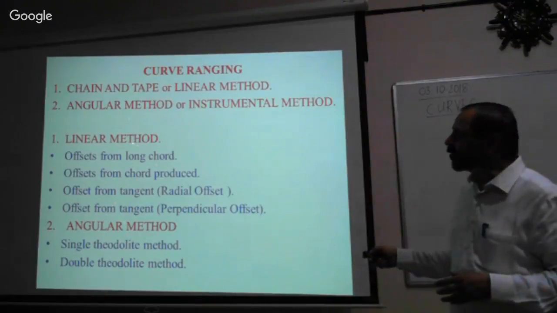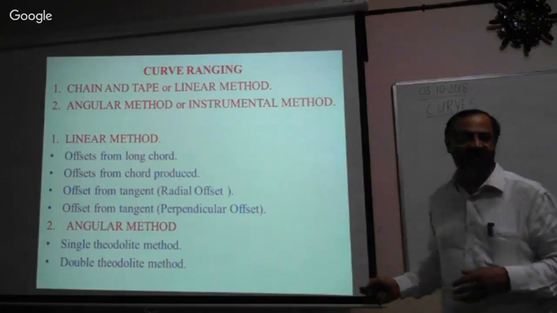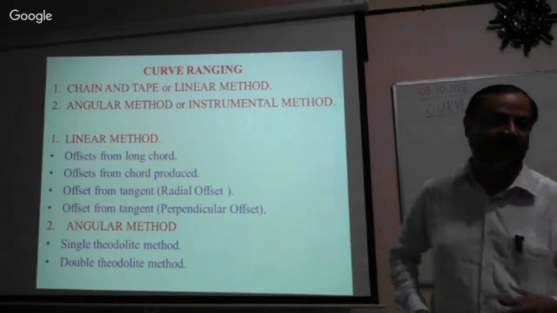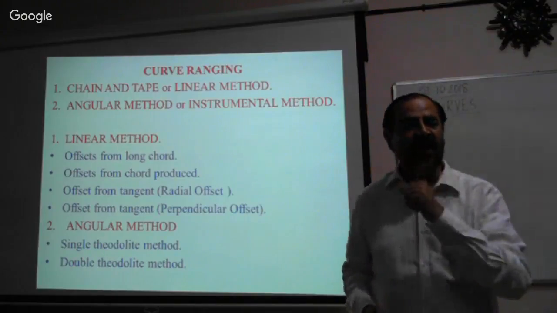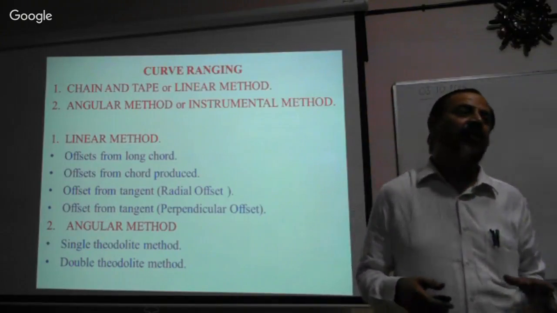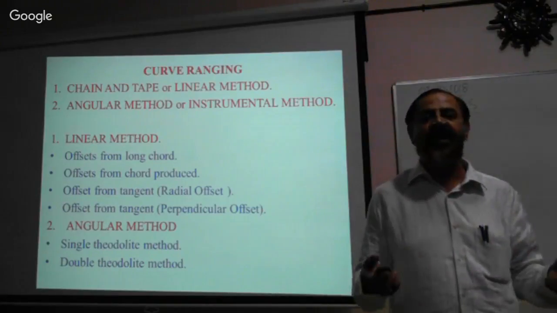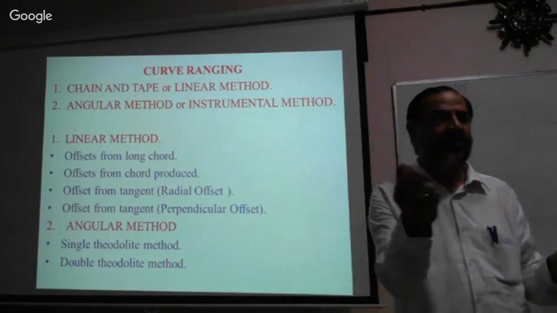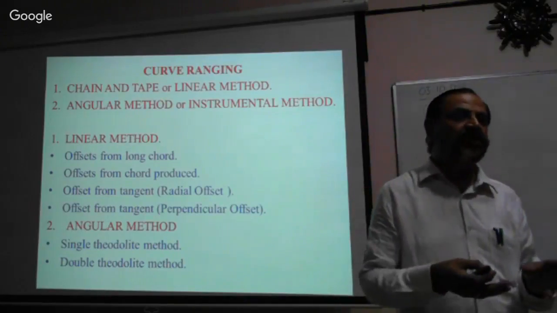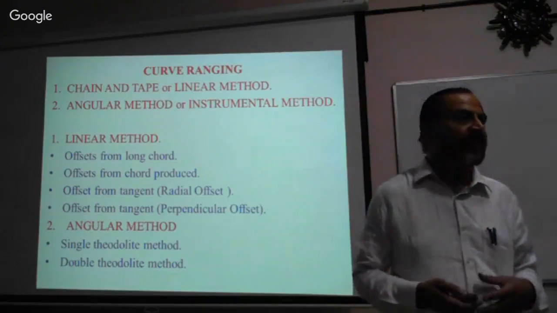One method is called the linear method, also known as the chain and tape method. We don't need any instruments; only a chain and tape are more than sufficient to transfer the curve. For smaller roads and smaller lengths, we can employ this.